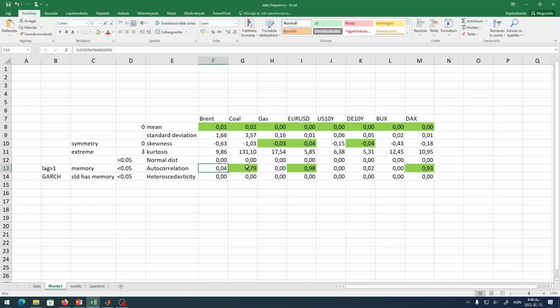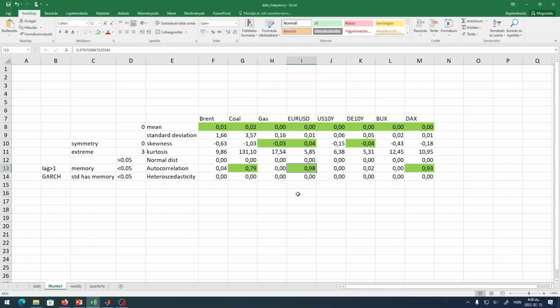Okay, so if you are looking for memory, then memory is missing in the case of the coal, in the case of the euro US dollar, and somehow for some reason in the case of the DAX, which is surprising for me, but I did not mess up anything, so surprise. But this is the funny part.